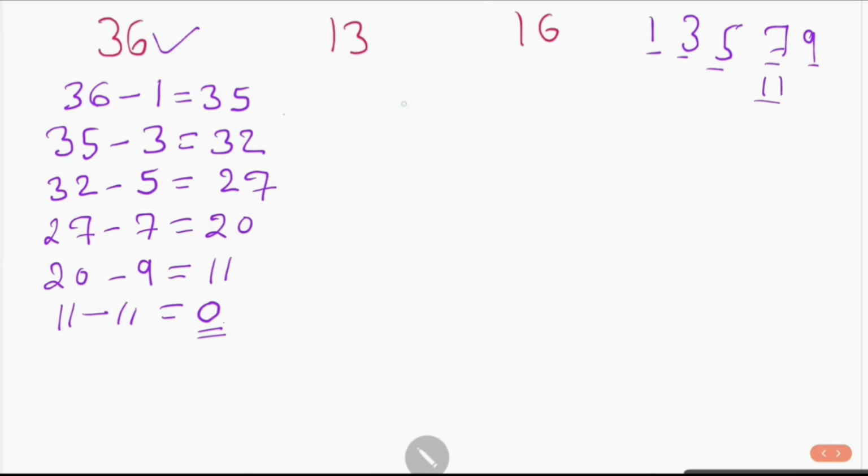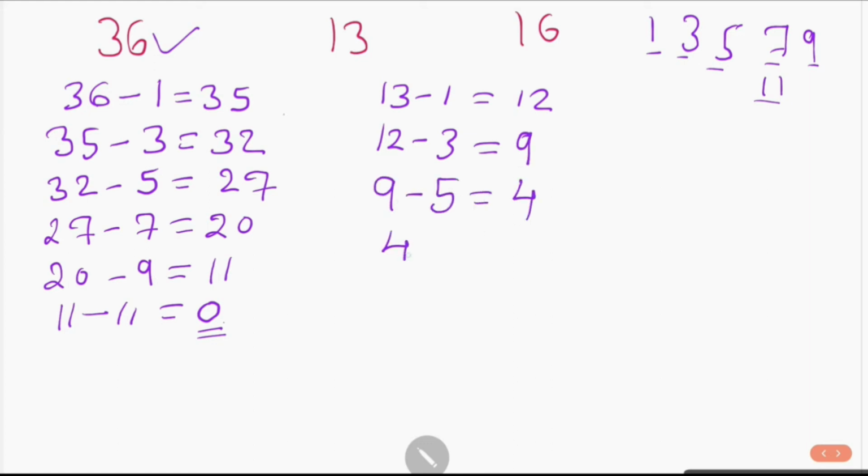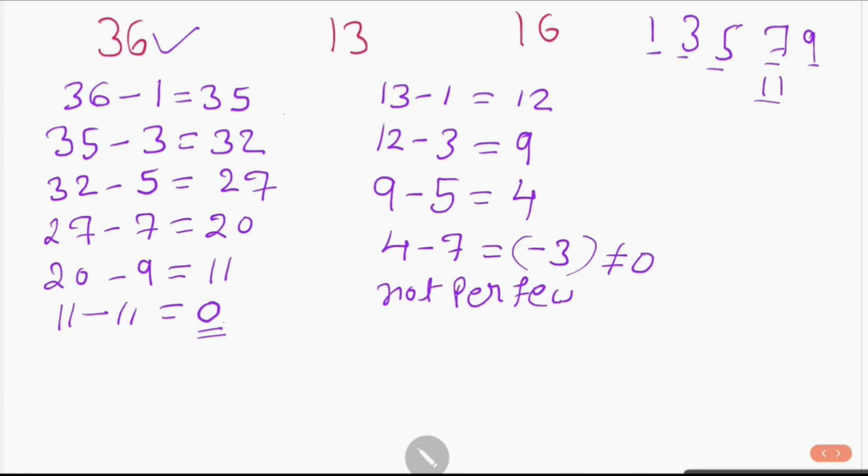So let's check 13. 13 minus 1 is 12. 12 minus 3 is 9. 9 minus 5 is 4. 4 minus 7 is minus 3. Here we get minus 3, not 0. So 13 is not a perfect square. Like that we can know whether any given natural number is a perfect square or not.